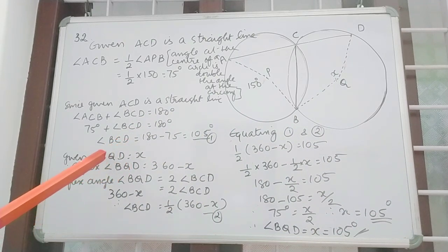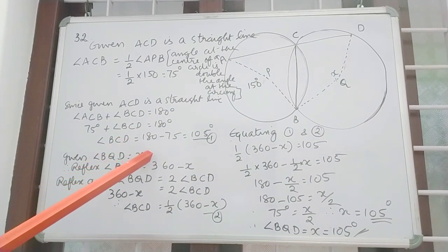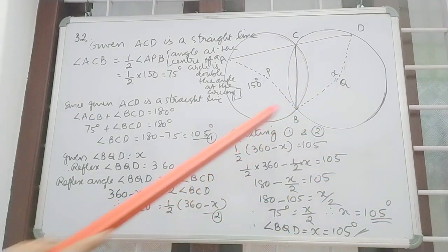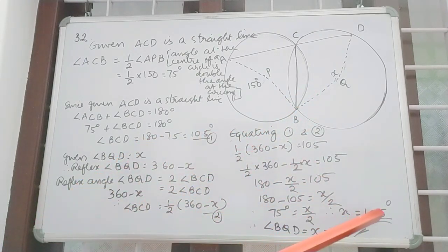From our question, angle BQD is given as x. We got the value of angle BQD as 105 degrees since angle BQD is x. So we can write angle BQD is equal to x, which is equal to 105 degrees.